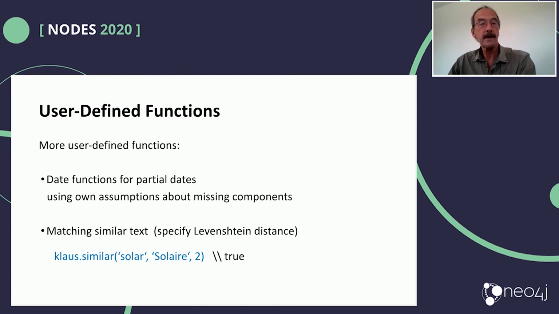day components. And another example was a similarity function, which compares two strings, and you can specify a Levenshtein distance, which allows a match if there are minor differences. Here we allow for differences between the two strings in 2 positions, so it will match the English solar and the French solaire.